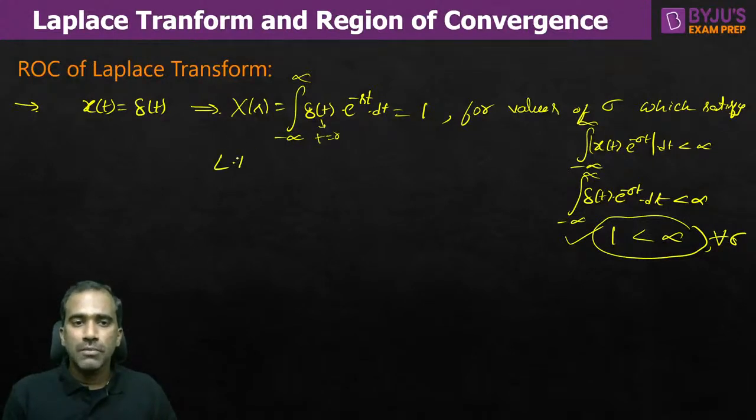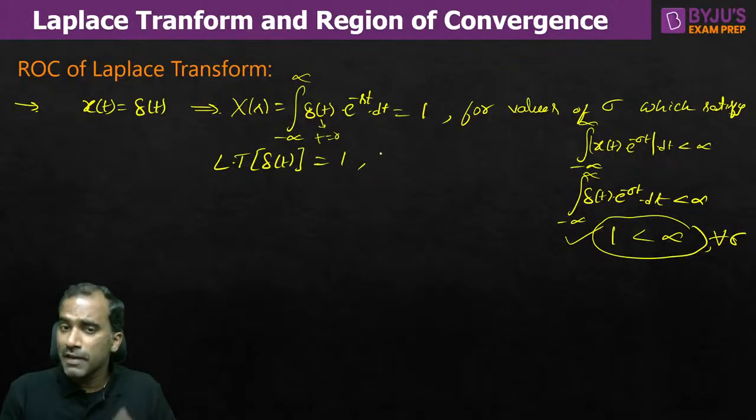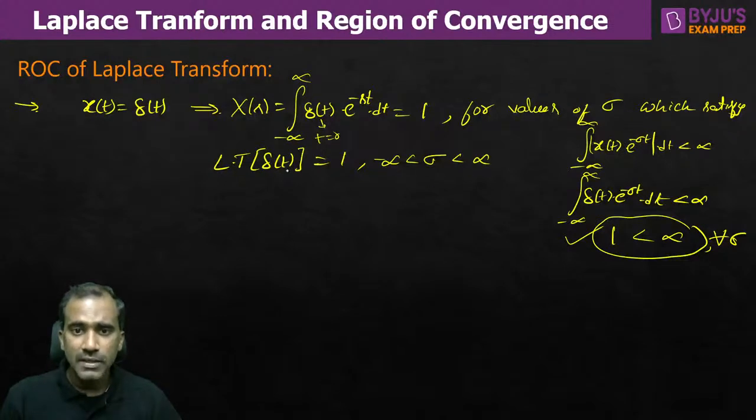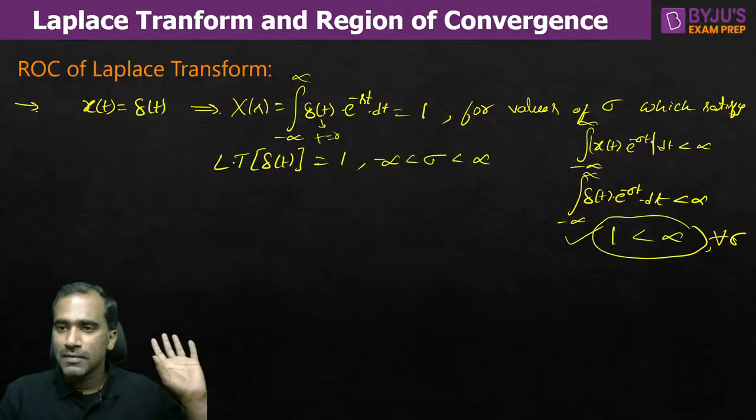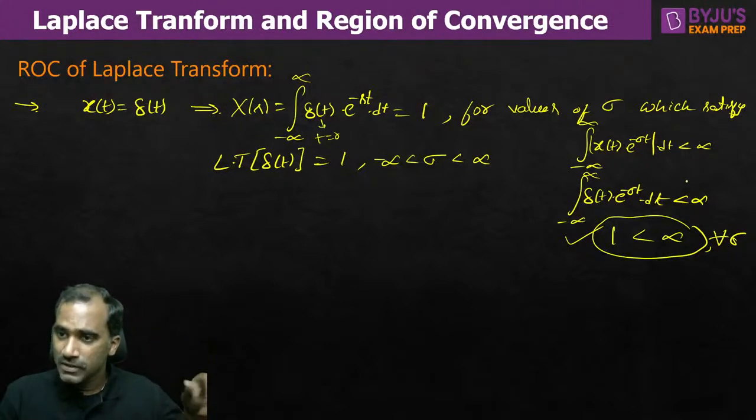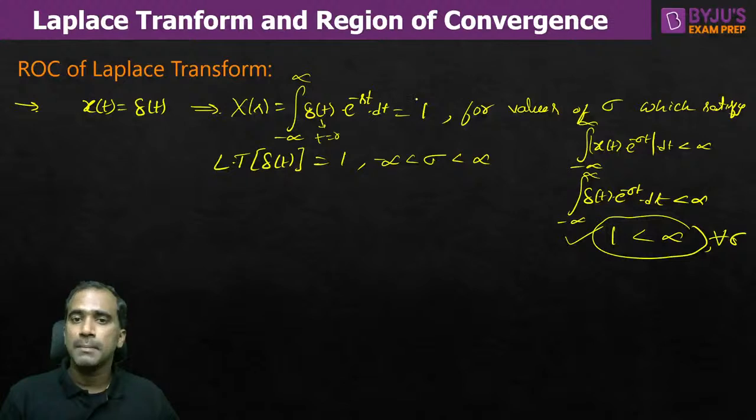So the Laplace transform of del of t, we know, is 1, but this answer 1 need not be valid for all values of sigma. In this case, for the impulse signal, it is valid for all values of sigma. You can write it as for all sigma, or as minus infinity less than sigma less than infinity. Is that okay? For this particular signal, for all values of sigma the absolute integrability condition is satisfied, which means for all values of sigma the Laplace transform is well defined and it exists.